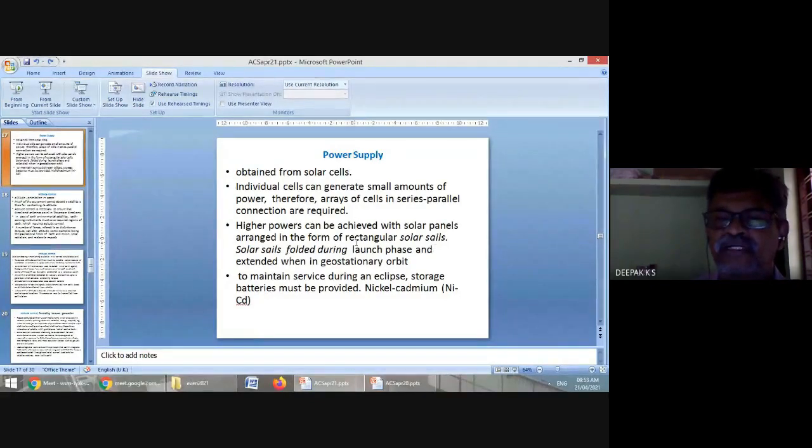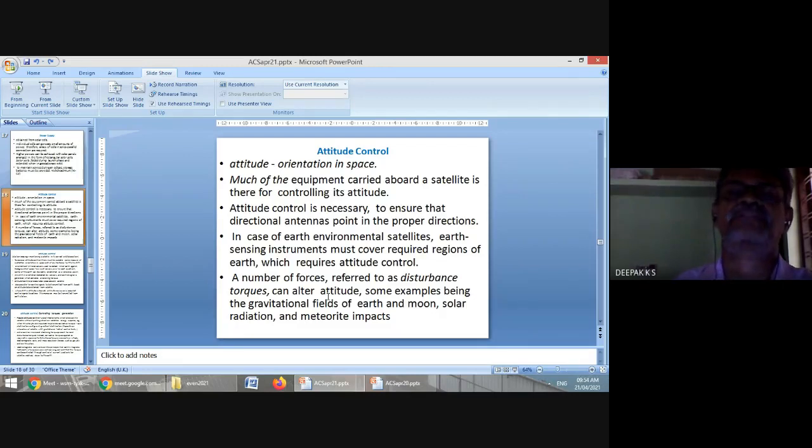Solar panels are arranged in the form of solar cells, and once in orbit they are extended. However, during certain times there could be an eclipse, and there would be no sun. So storage batteries also have to be provided. Batteries are required because you don't always have this output, so there is a need for storage as well, such as nickel-cadmium or some other type.